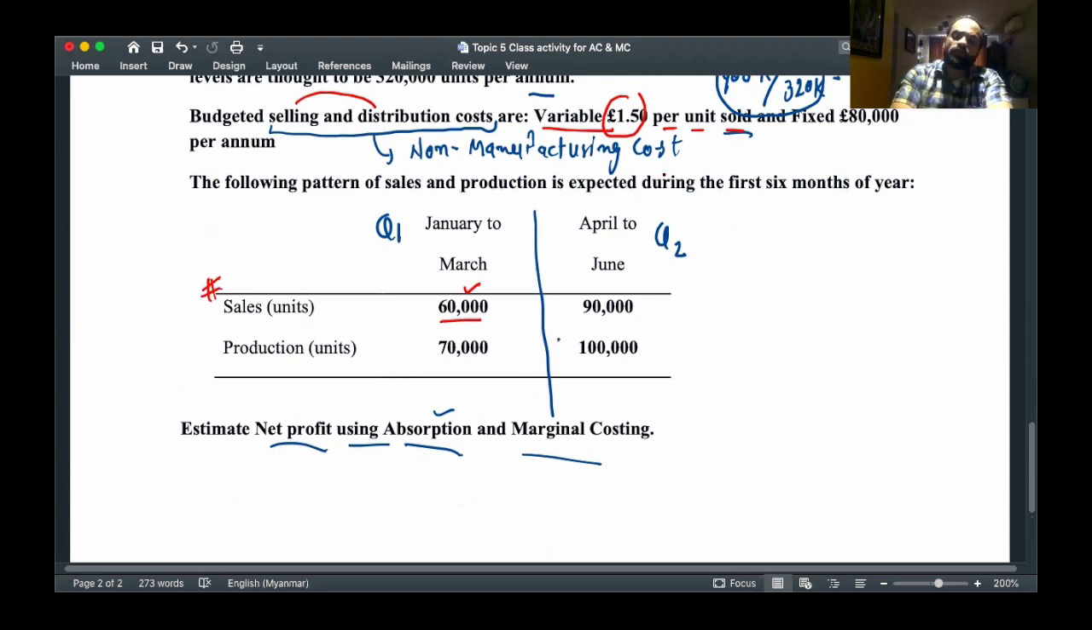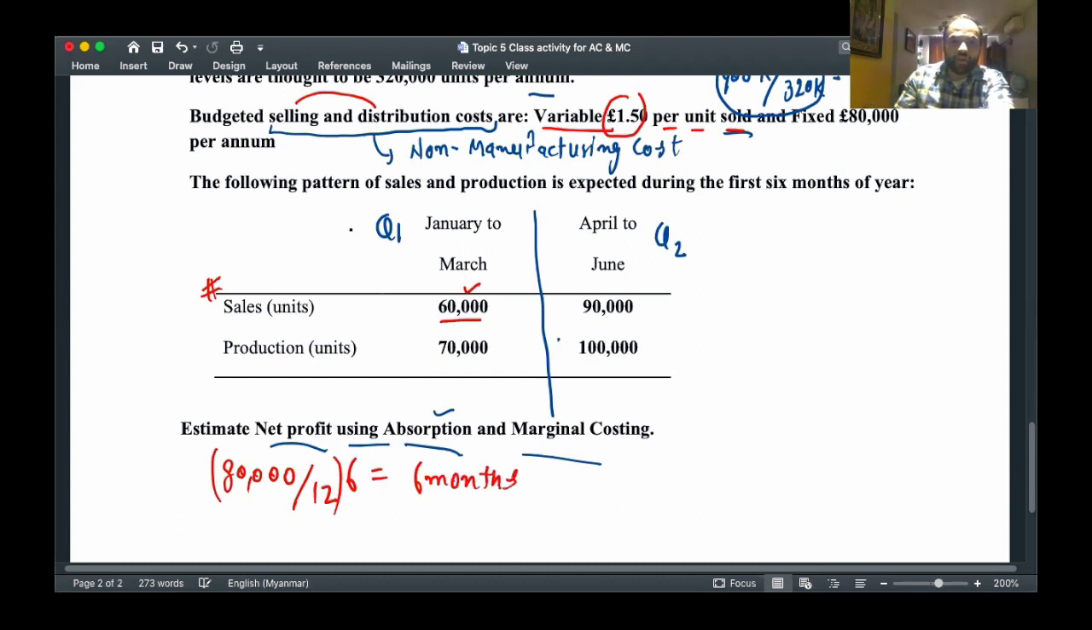So let me explain if you're quite confused. I think some of you write like this, 80,000 divided by 12, right? Multiply by 6. If you multiply by 6, you get 6 months. We need 3 months and 3 months here, so divide by 2 as well. Then you get 3 months.